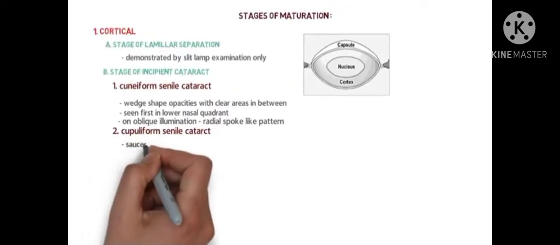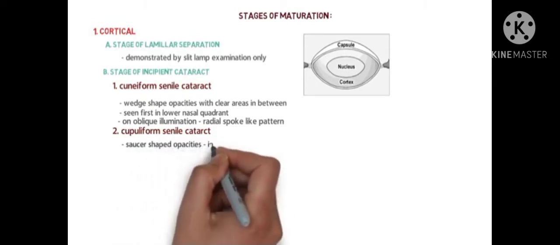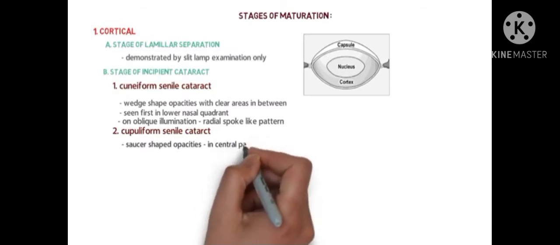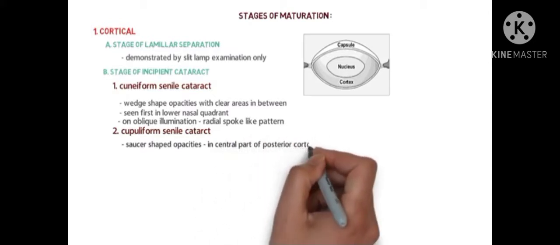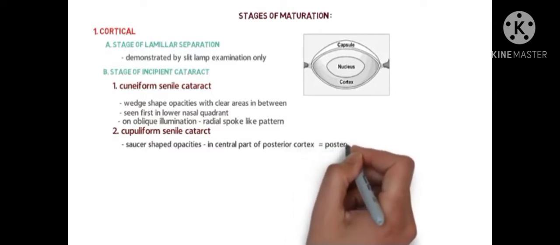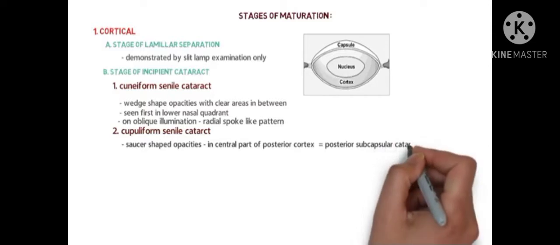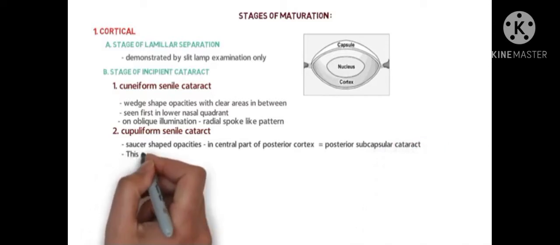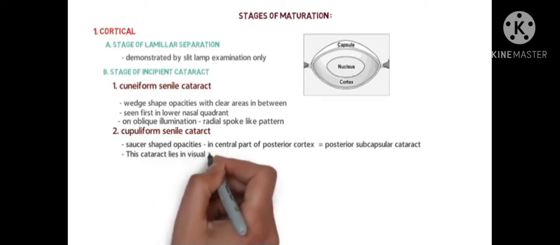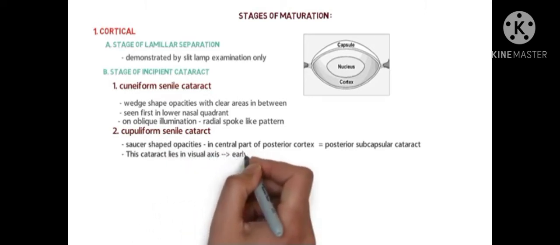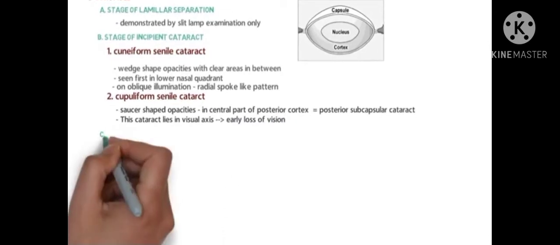Now the second one, cupuliform senile cataract, has saucer-shaped opacities in the central part of the posterior cortex. That's why it is also called posterior subcapsular cataract. This cataract lies in the visual axis, and that's why there is an early loss of vision. So this is the stage of incipient cataract.